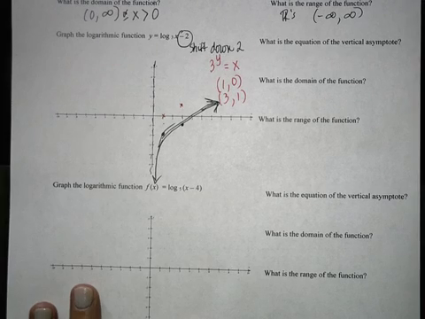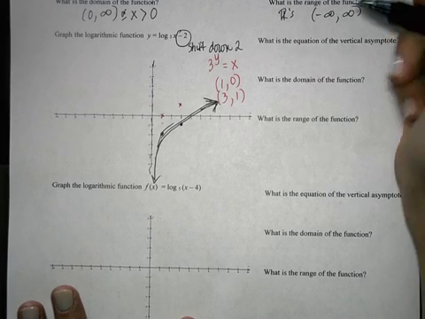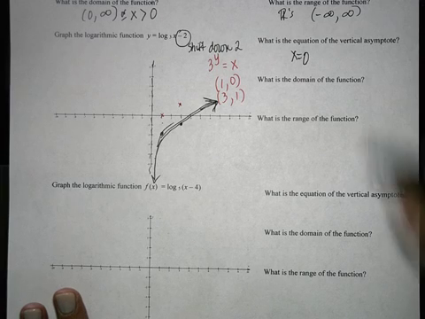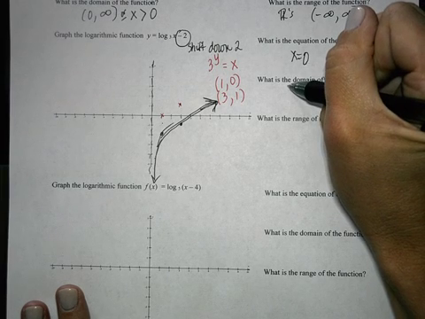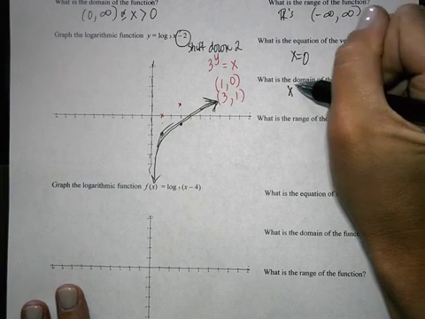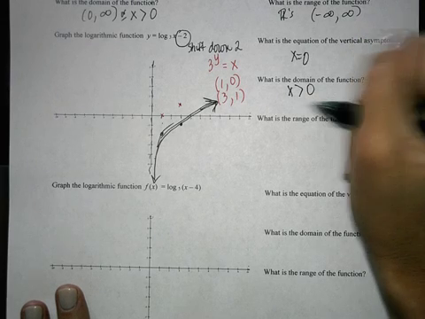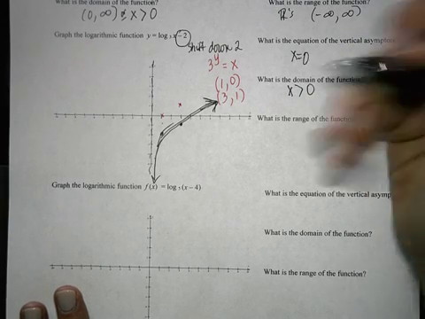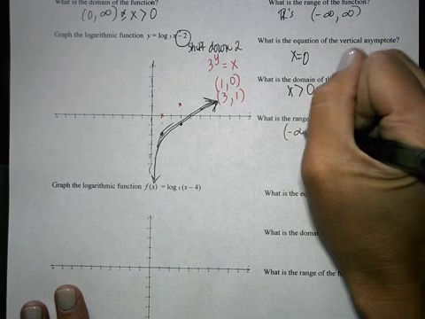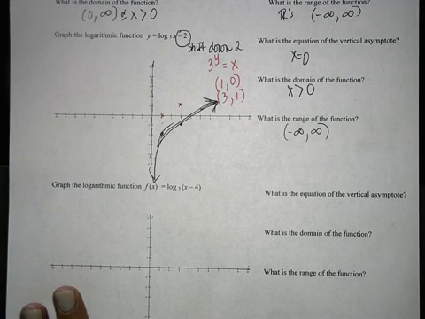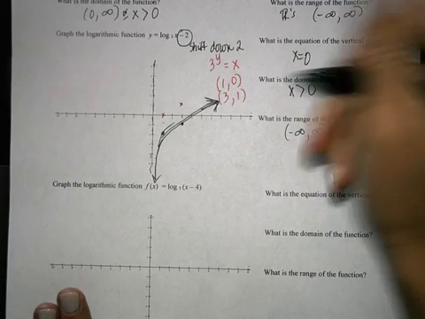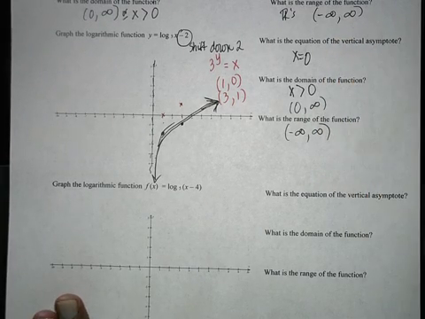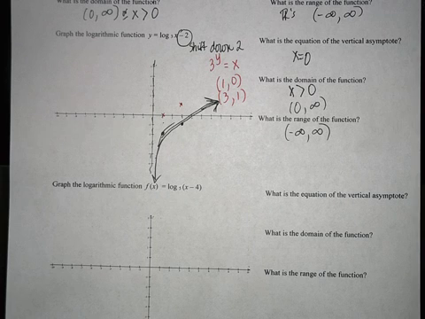Okay, so what is the equation of the vertical asymptote? X equals 0. What will be the domain on this one? Good. X is greater than 0. Notice it's not greater than or equal to, it's just greater than 0. And then the range would be all reals, or negative infinity to positive infinity. Okay, any questions?